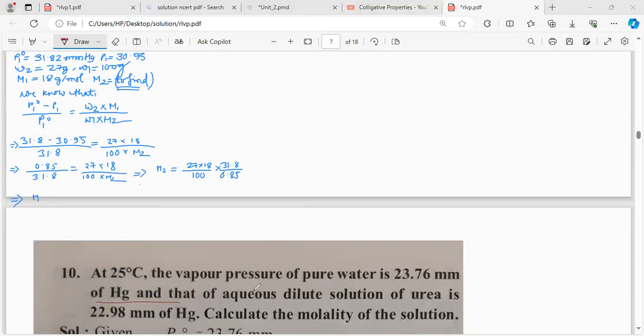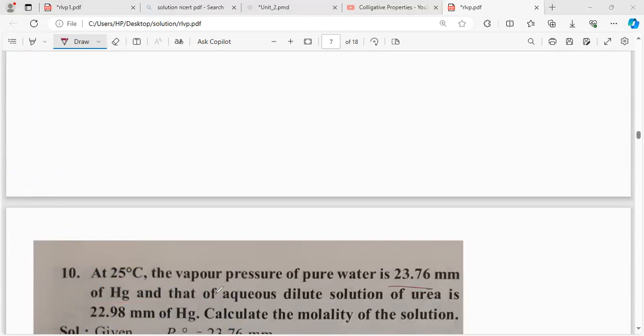Here they are saying the vapor pressure of pure water is this one, and the aqueous dilute solution of urea is 22.9 mmHg. Calculate the molality of the solution. This is a little bit tough. Calculate the molality of the solution, mole per kg. Density they did not give. How to calculate the molality? In terms of vapor pressure, they are asking to calculate the molality.